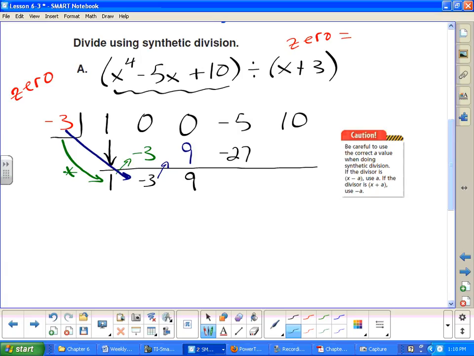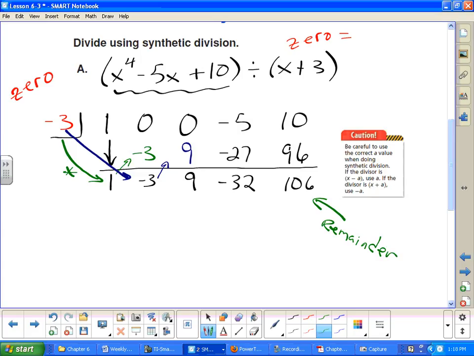Do these numbers look familiar from what we did? Negative 5 and negative 27 is negative 32. And we do negative 3 times negative 32. Positive 96. Add them together, and we get 106. So here's my remainder.